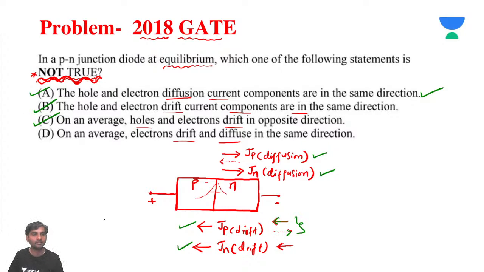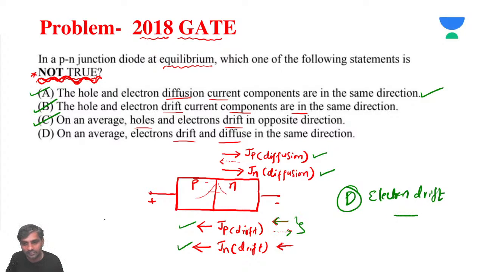So what is remaining? The fourth one: on average, electrons drift and diffuse in the same direction. Now we can consider electron drift. The electron drift direction is in this direction. So what is the electron diffusion?